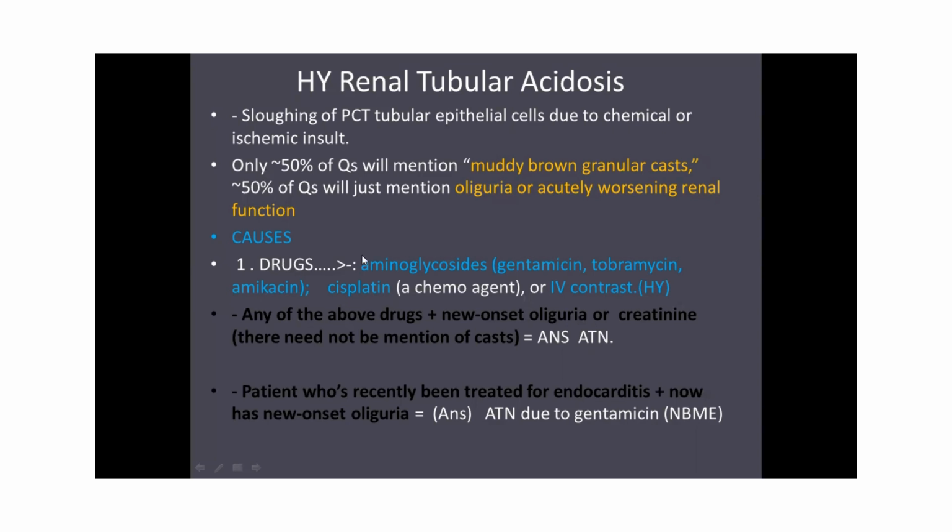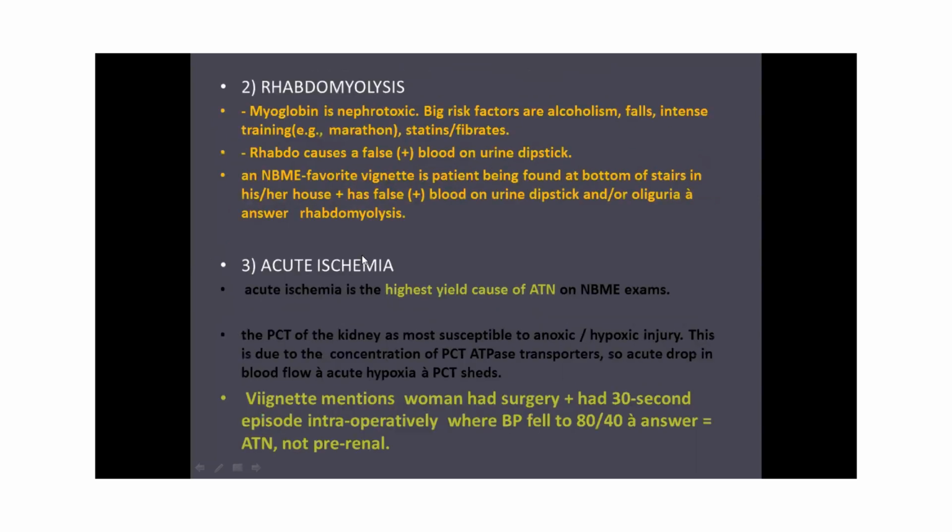That is one cause. We have other causes too, like rhabdomyolysis and acute ischemia, which also result in tubular necrosis. How is that? We know that myoglobin is nephrotoxic. The biggest risk factors are alcoholism, falls, muscle trauma, intense training, and even statins and fibrates, which also result in myopathy and rhabdomyolysis. Rhabdomyolysis causes a false positive blood on urine dipstick. That is a very high yield point.